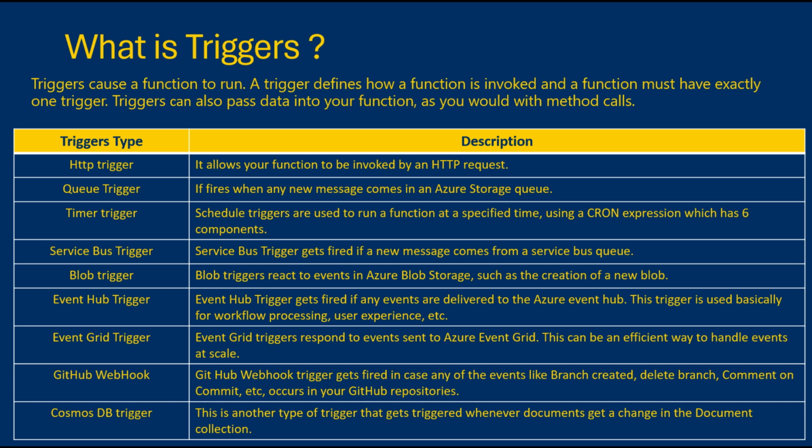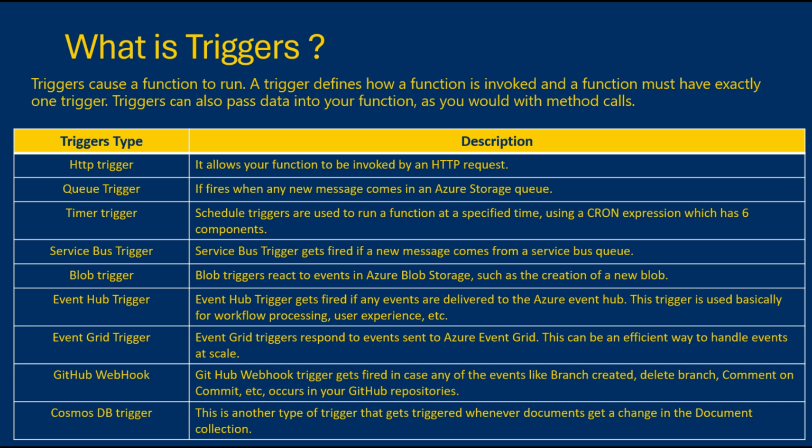Service bus trigger is the same as a queue trigger. Here the only difference is that it fires the function when any message is added in the service bus queue. Blob trigger helps a function to invoke when any blob is added in Azure Blob Storage. Event hub trigger triggers a function when any event is delivered to Azure Event Hub. This is basically used to automate event-based systems.